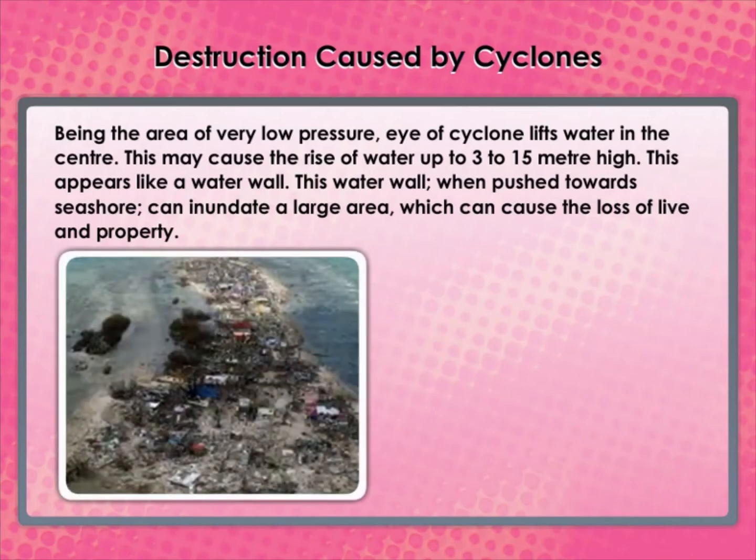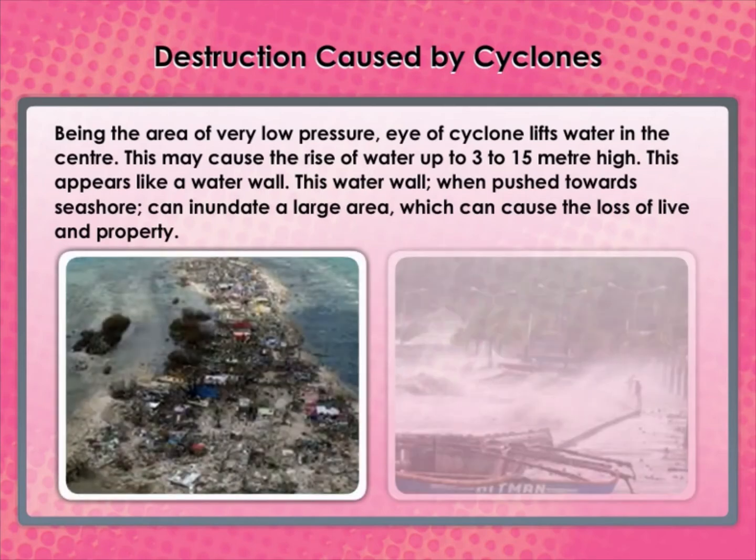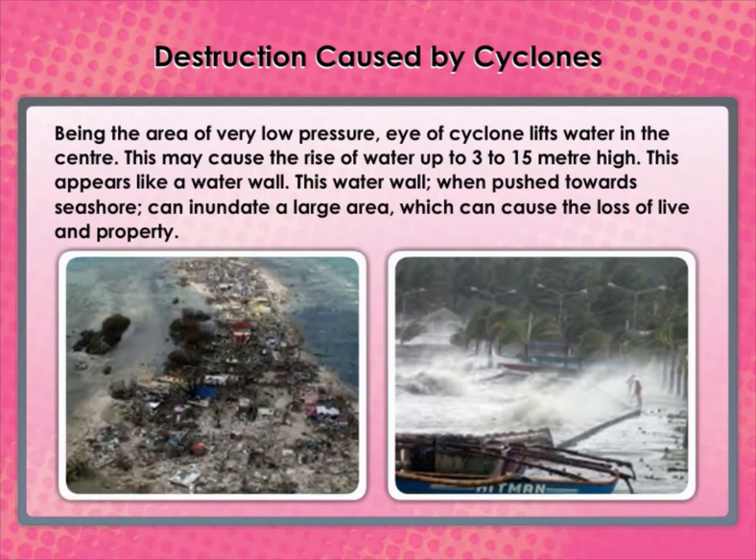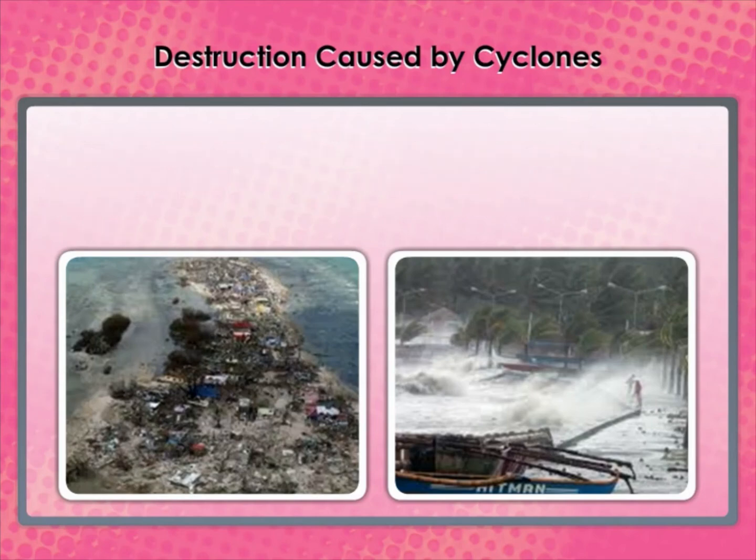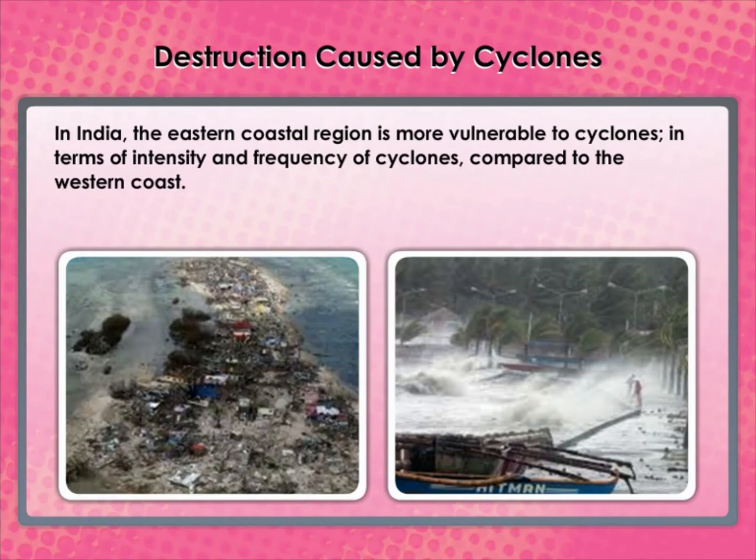Being the area of very low pressure, the eye of the cyclone lifts water in the center. This may cause the rise of water up to 3 to 15 meters high. This appears like a water wall. This water wall, when pushed towards the seashore, can inundate a large area which can cause the loss of lives and property. In India, the eastern coastal region is more vulnerable to cyclones in terms of intensity and frequency of cyclones compared to the western coast.